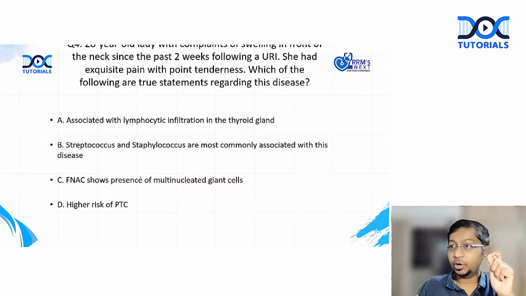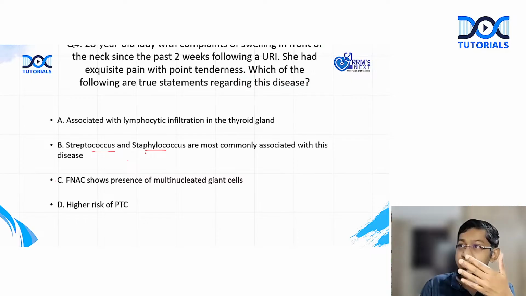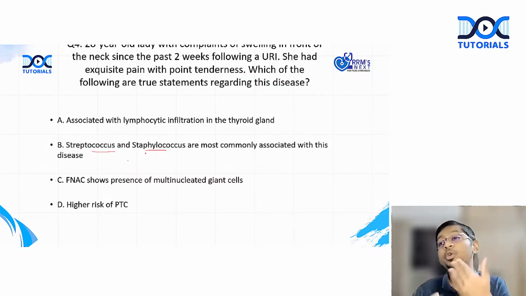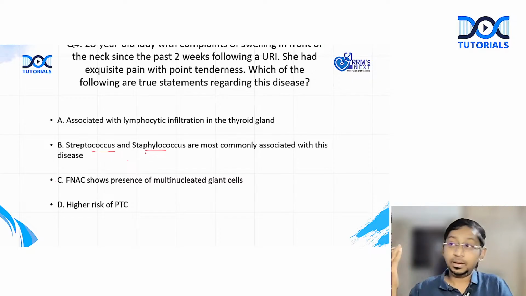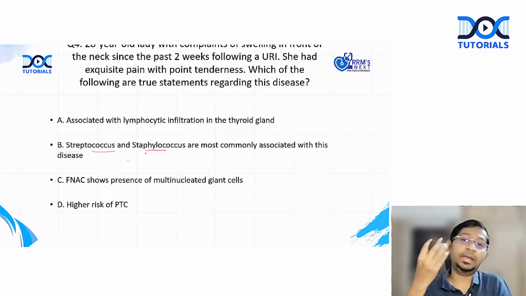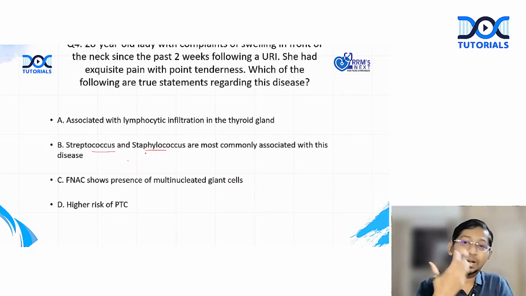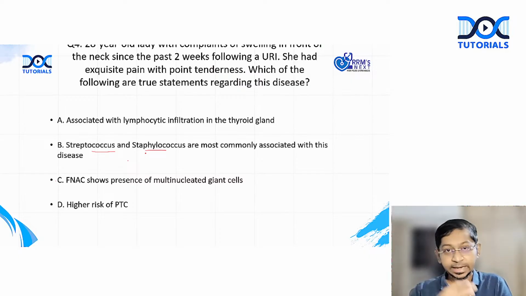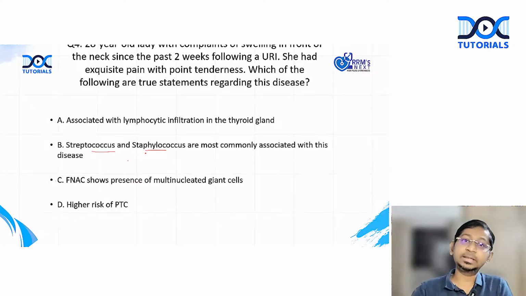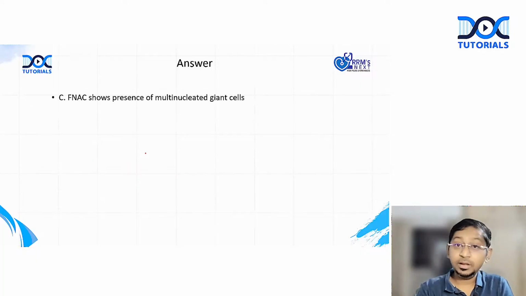Now, the second option, streptococcus and staphylococcus, these are more commonly associated with acute thyroiditis. Now, acute thyroiditis is also painful thyroiditis, but acute thyroiditis usually will not present like this, 2 weeks following URI. That kind of subacute presentation is classical of de Quervain's thyroiditis. Now, de Quervain's thyroiditis is classically associated with pain and point tenderness, usually with a hypoechoic area on ultrasound. Risk of malignancy in de Quervain's is not high, whereas in chronic lymphocytic thyroiditis or Hashimoto's thyroiditis, there is a high risk of papillary thyroid cancer as well as an 80 times higher risk of having a lymphoma.